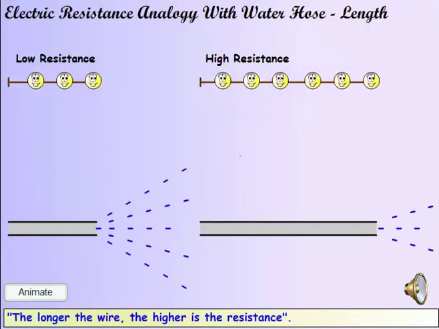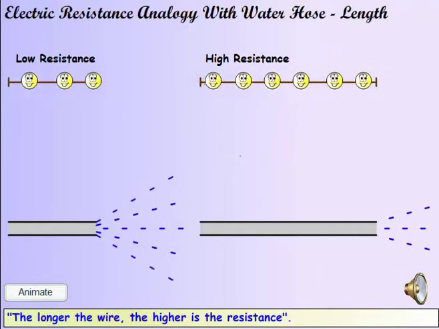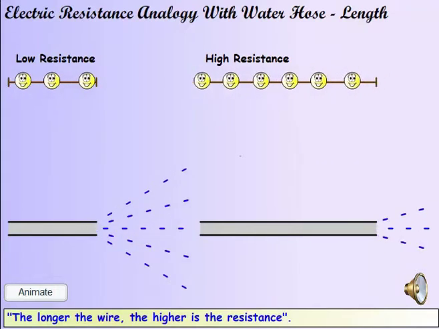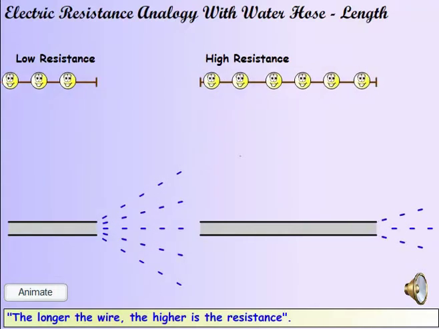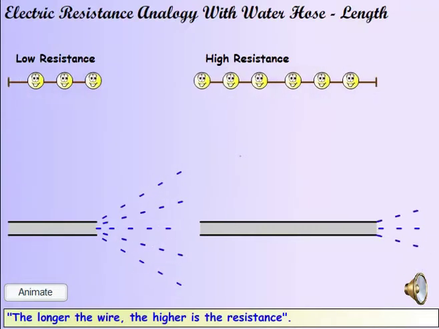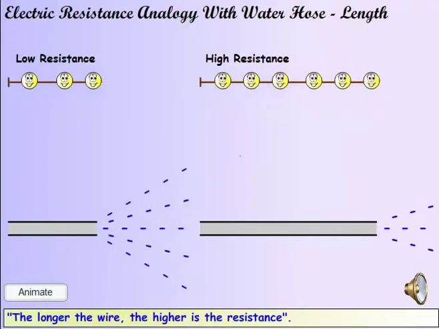Longer wires typically have higher resistance, since there are more obstructions over a longer path. A long garden hose will spray water with less speed than a short hose. That is because the water in the longer pipe meets with more obstructions.